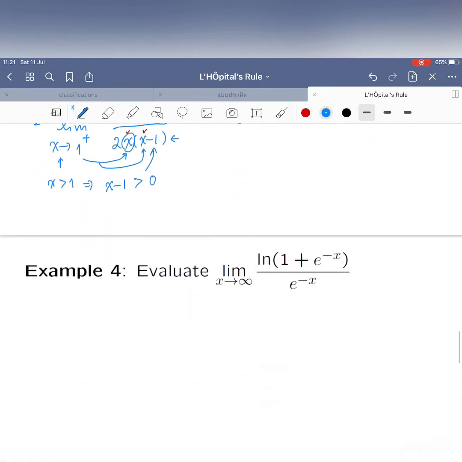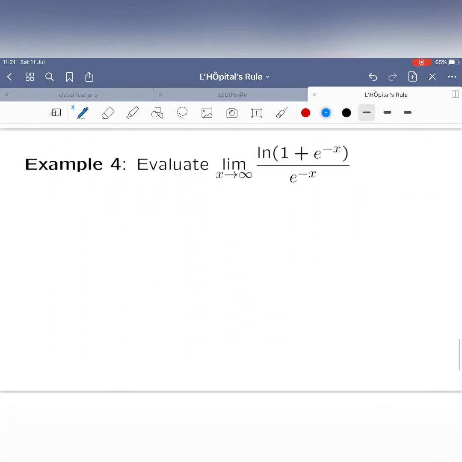So let us continue further. Look at this one. It seems to be pretty difficult. However, as you look at it carefully, as your x gets pretty large, you have e raised to the power negative infinity. Of course, e to the power negative infinity goes to a small number. This one as well is a small number, goes to 0. So you get log of 1, which is 0 as well.